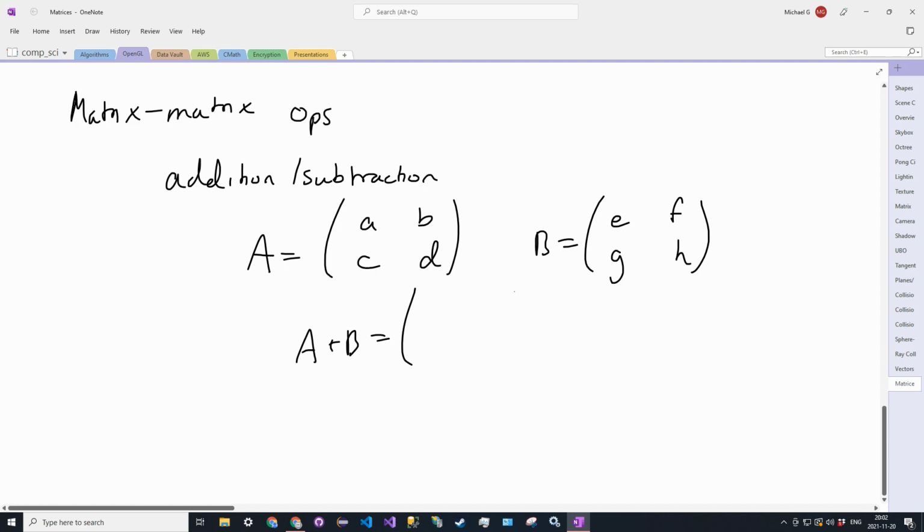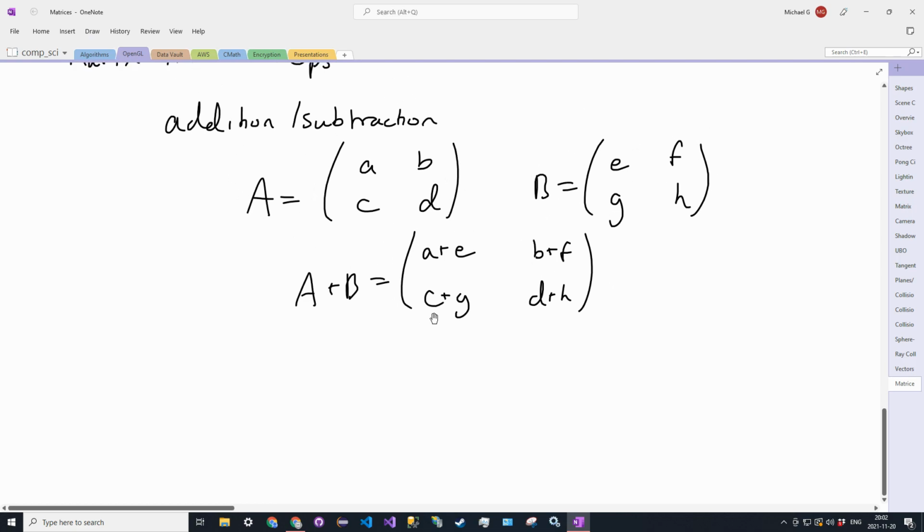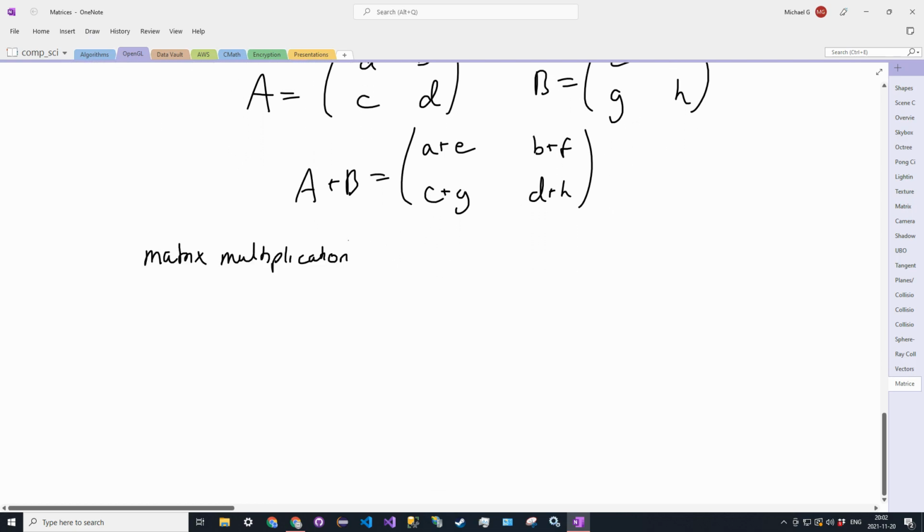The operation is undefined. So the resultant here will be A plus E, B plus F, C plus G, and D plus H. And then subtraction would just be the counterpart where you do A minus B, and you just subtract the corresponding elements. Simple there. Now for matrix multiplication, unlike vector multiplication, which was defined in two ways, the dot product and the cross product, there's only one definition here.